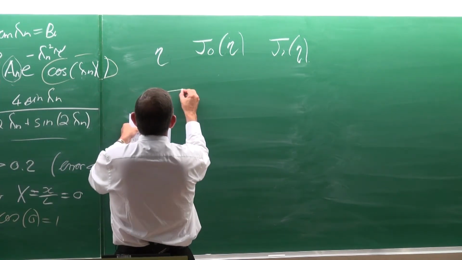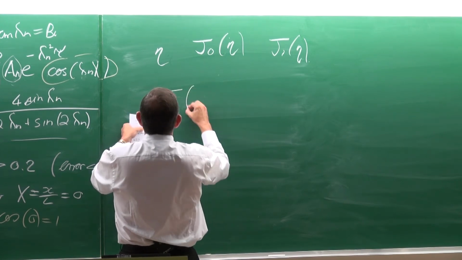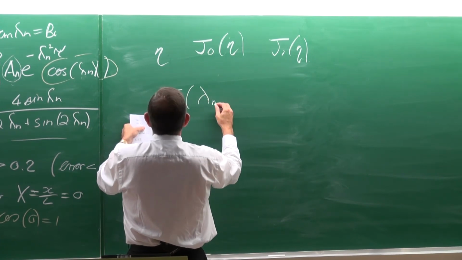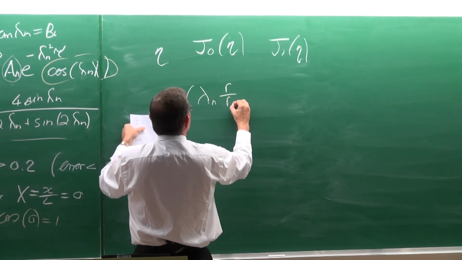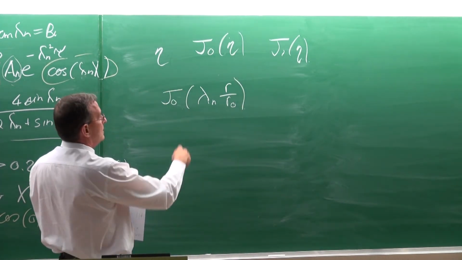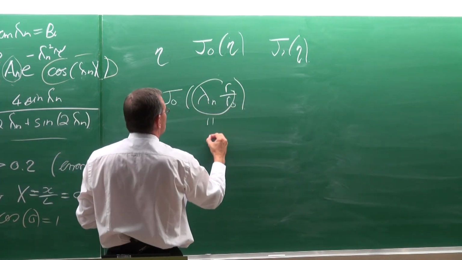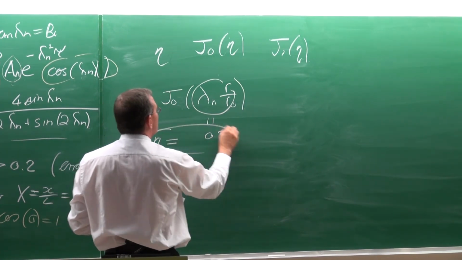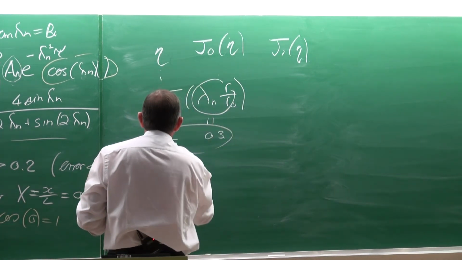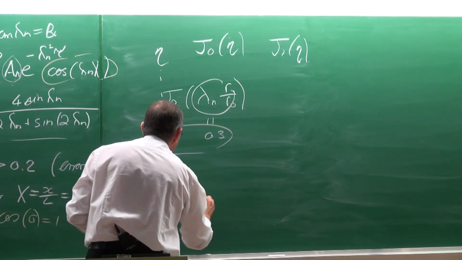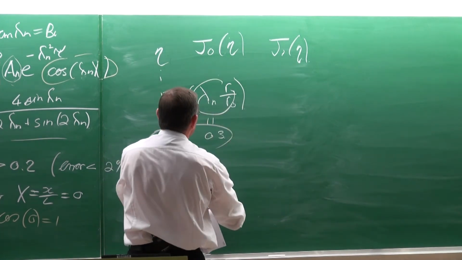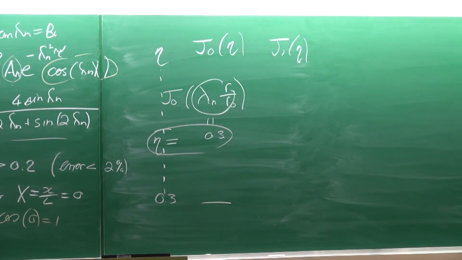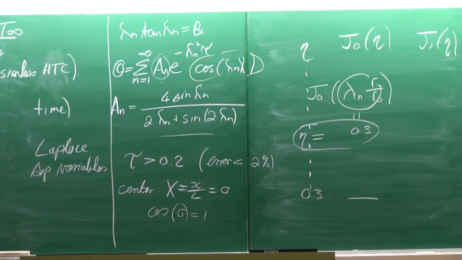So for example, in one of the equations, what is required is the 0th order Bessel function multiplied by lambda n r divided by r0. So if you calculate this and it is equal to 0.3, then it just means eta is equal to 0.3. So you just go down this table, you look where eta is 0.3, and then you can get the Bessel function J0, and you can get the Bessel function J1. So it is not a strange new variable that appeared.